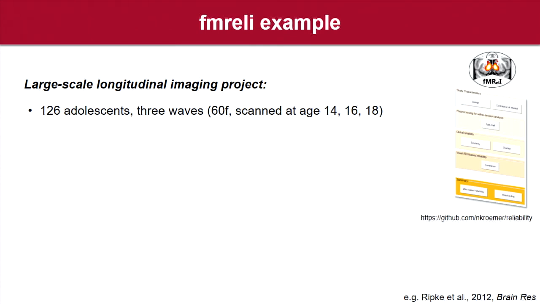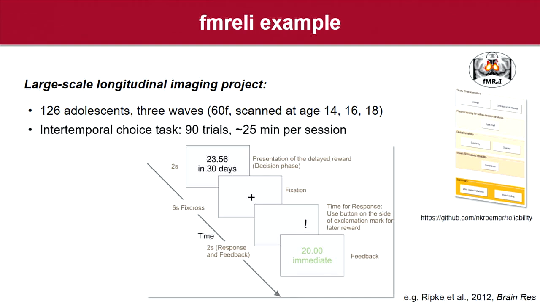We had a large-scale longitudinal imaging project. We scanned 126 adolescents at 3 different time points, at the age of 14, 16, and 18. On each of these measurement sessions, they completed an intertemporal choice task. This is a pretty easy task. They had a choice to make between an immediate reward that was lower or a higher reward that they could get after a certain delay.